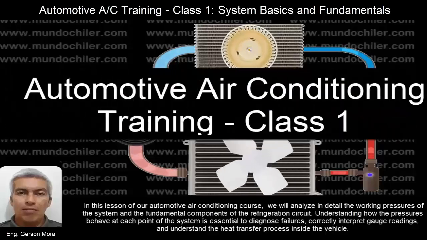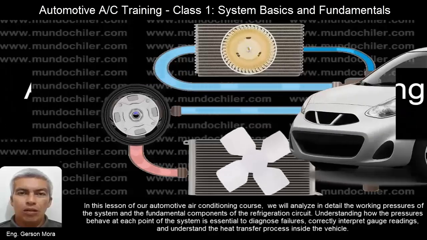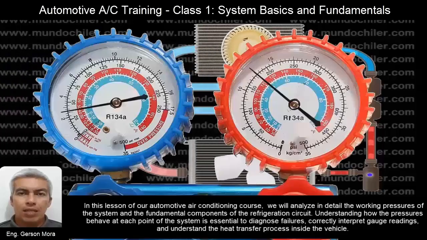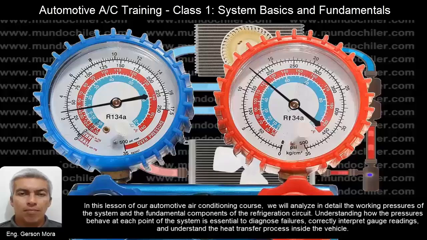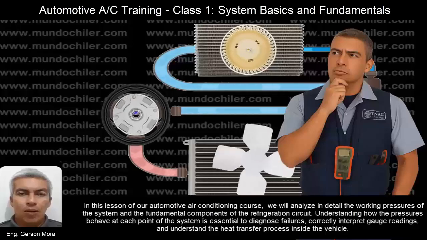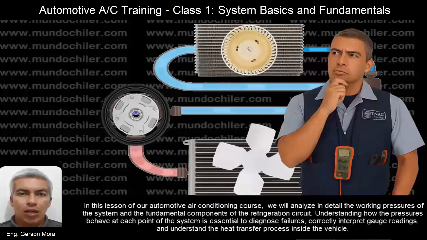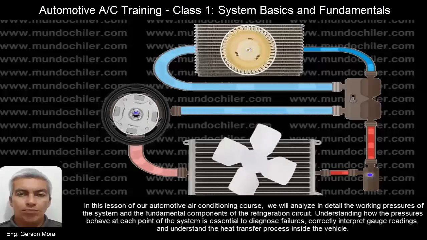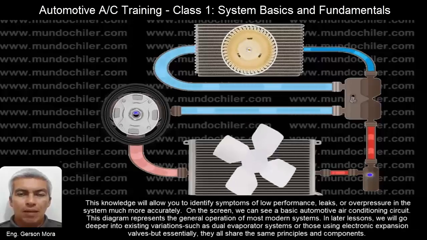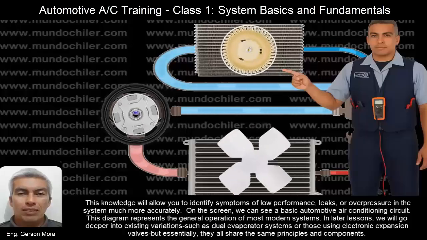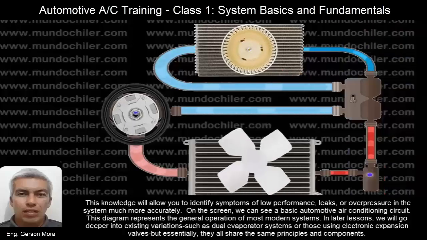In this lesson of our Automotive Air Conditioning course, we will analyze in detail the working pressures of the system and the fundamental components of the refrigeration circuit. Understanding how the pressures behave at each point of the system is essential to diagnose failures, correctly interpret gauge readings, and understand the heat transfer process inside the vehicle. This knowledge will allow you to identify symptoms of low performance, leaks, or overpressure in the system much more accurately.